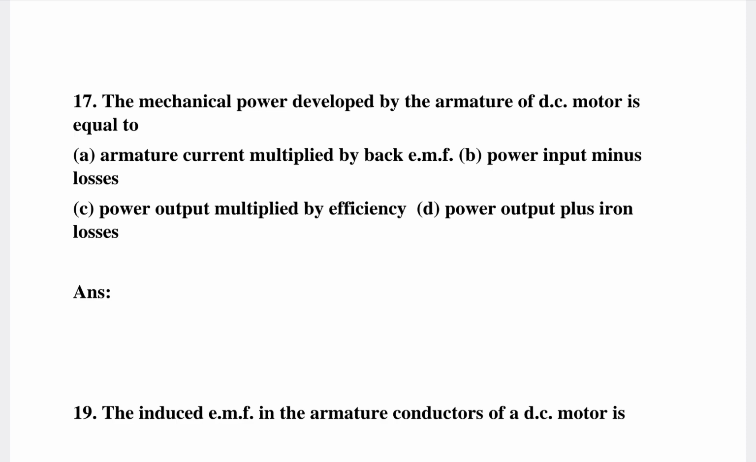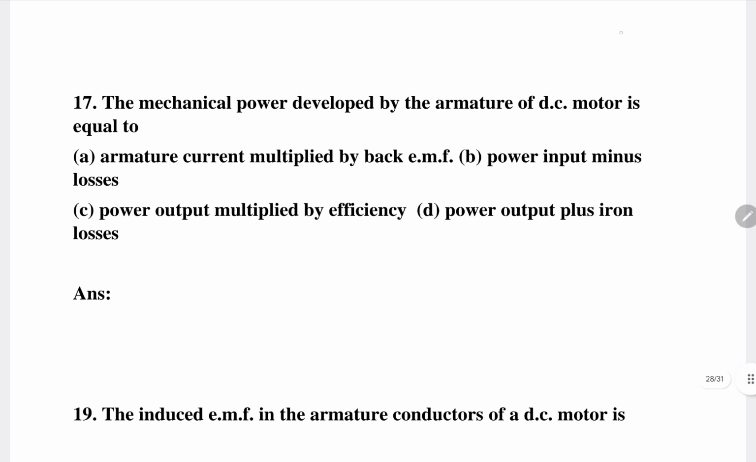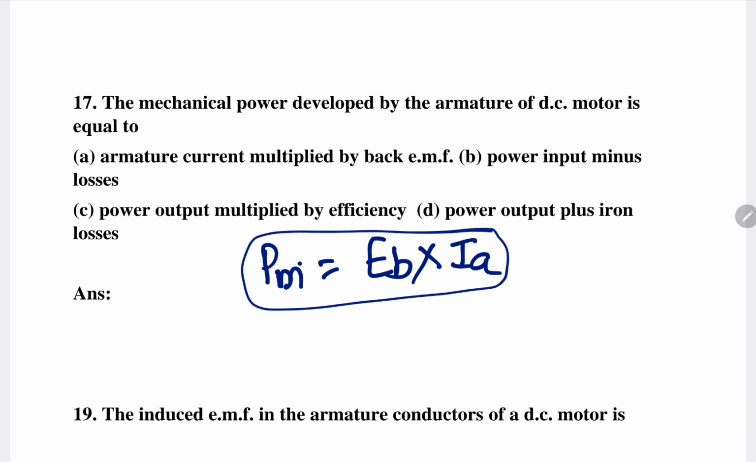Next, the mechanical power developed by the armature of a DC motor is equal to what? Mechanical power developed in the armature means power is equal to voltage into current. In the armature, the voltage is EB and the current is Ia. So EB into Ia, the armature current multiplied by back EMF. Answer is A.